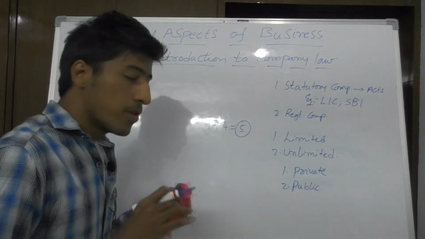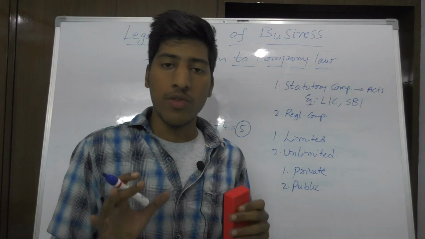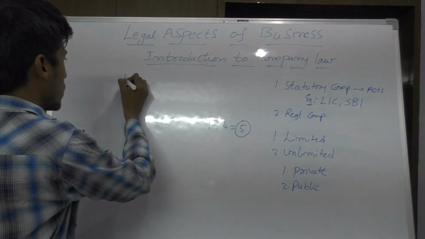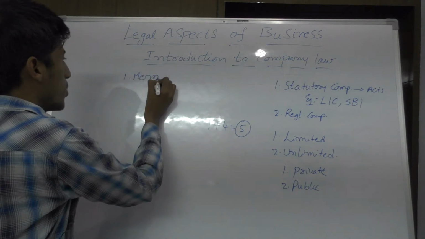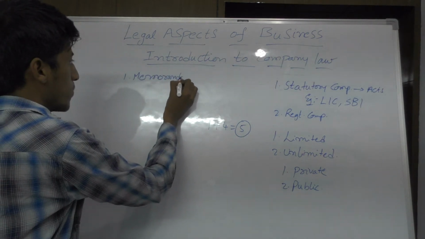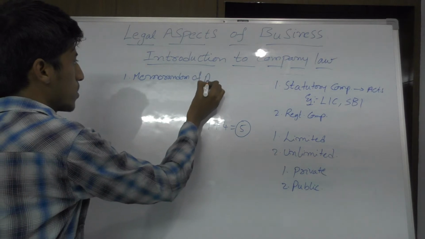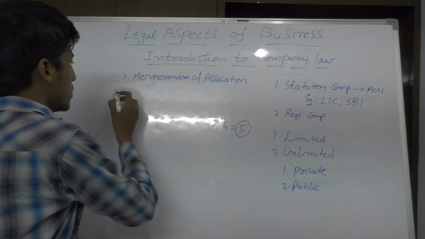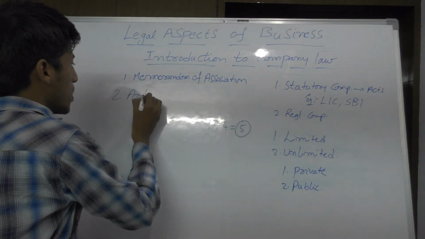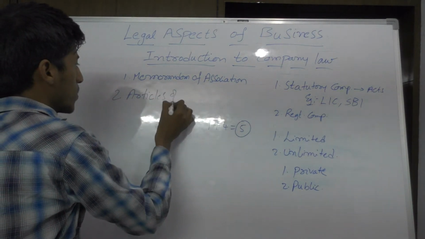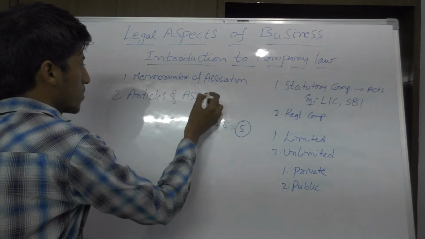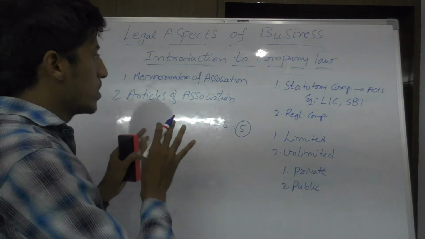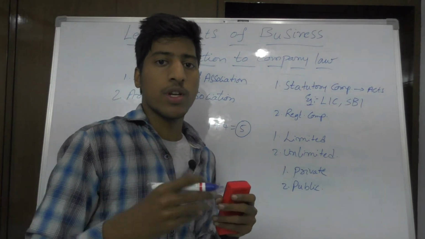Now, before registering my company, we have to form 2 things. One is Memorandum of Association. Second one is Articles of Association. These are the 2 things which are required before registering any company.